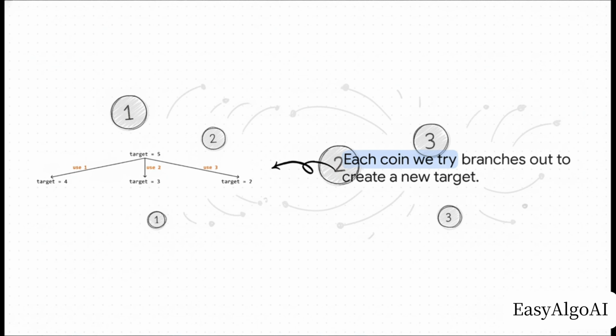As we try every possible coin in our array, the 1, the 2, and the 3, we start to branch out. Using the $1 coin drops our target to 4. Using the 2 drops it to 3. Using the 3 drops it to 2. We're continually reducing our target, and in the process, creating 3 distinct new subproblems that we now have to go and solve.